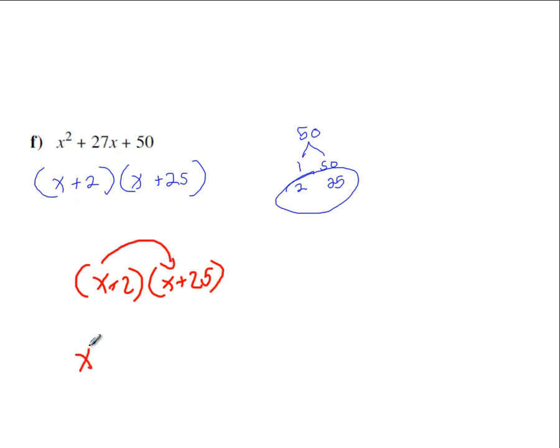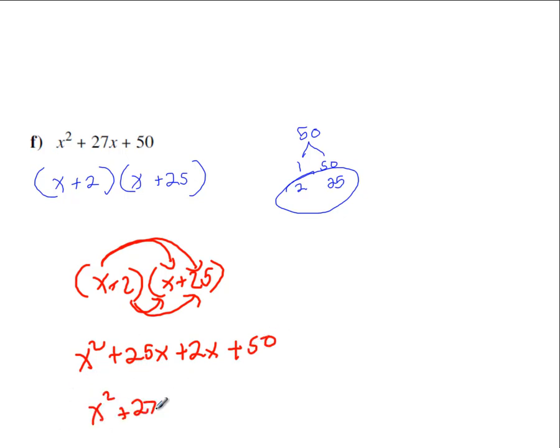X times x is x squared. X times 25 is 25x. 2 times x is 2x. And 2 times 25 is 50. When you combine like terms, you get x squared plus 27x plus 50. So you get the exact same answer that you started with. So this is just a way of checking that your factoring has been done correctly. If you expand it out again, you should get your original expression.